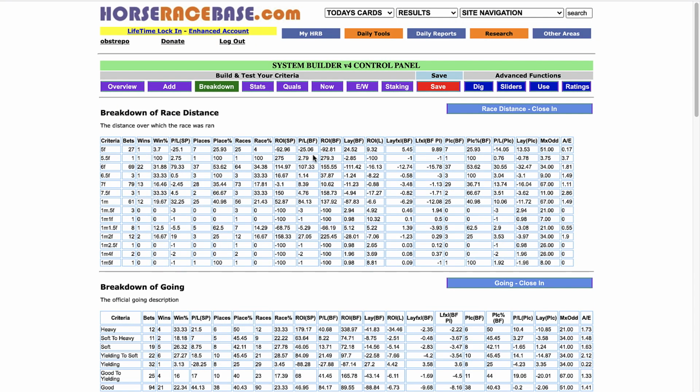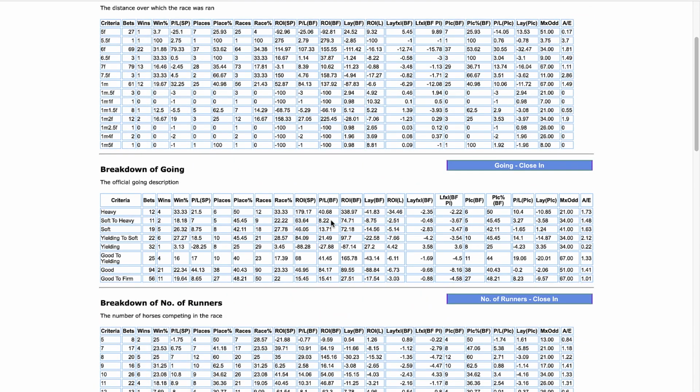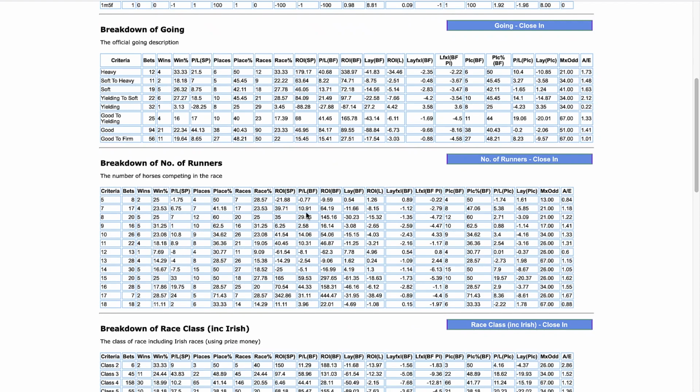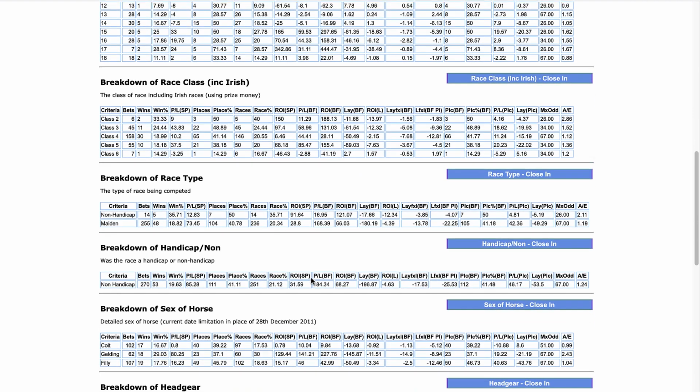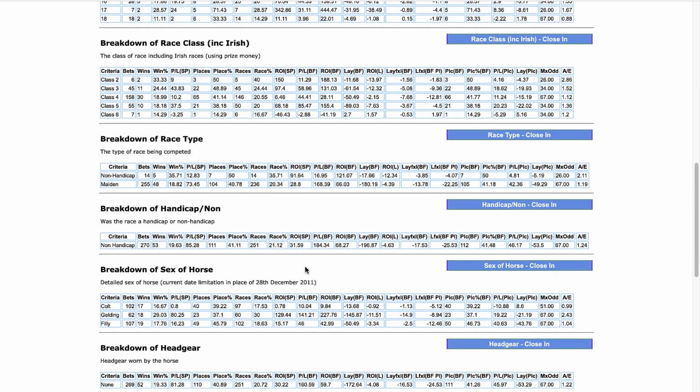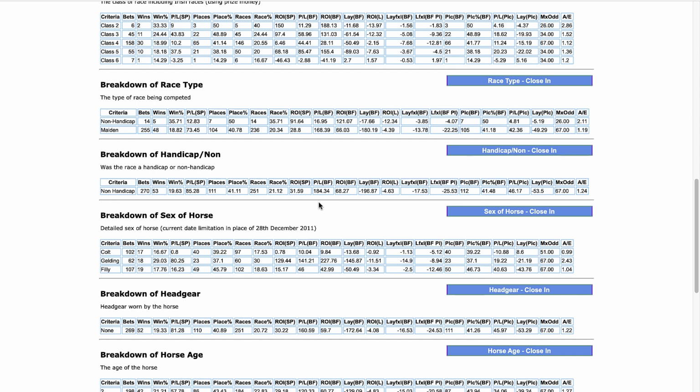So race distance, excluding the 5 furlong races, certainly looks to be worthwhile doing. Possibly all those above 1 mile and 2 furlongs as well. Going doesn't seem to have any effect. Number of runners, very marginal there, so I think I'd leave that one alone. Race class, we could exclude the class 6 races. Nothing on race type. No, they're all on non-handicap races, which is understandable as it's their first race. I should have really thought about that one beforehand.